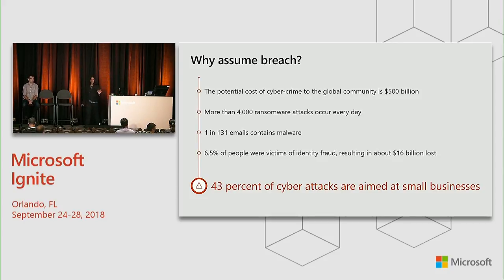So before we go further, we just talked about the set of attackers. Let's try to understand why even assume breach. You have to assume breach because the attackers are getting sophisticated, and also because a breach is super costly. The potential cost of cybercrime to the global community, according to a Microsoft study, is about $500 billion.